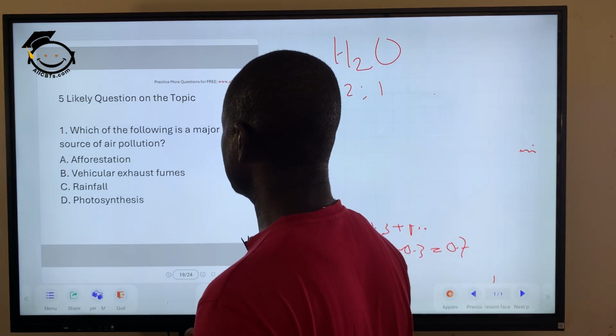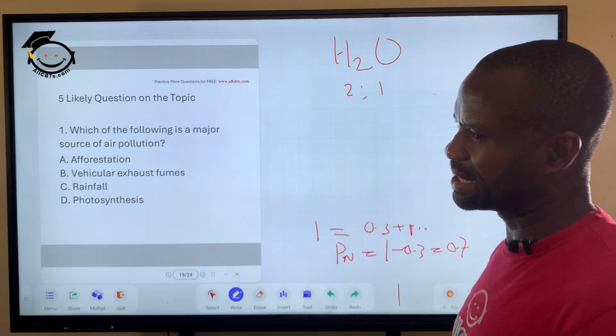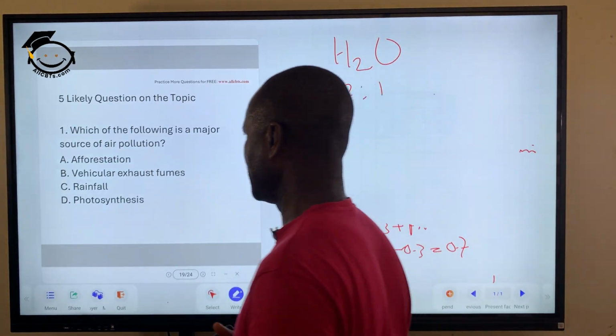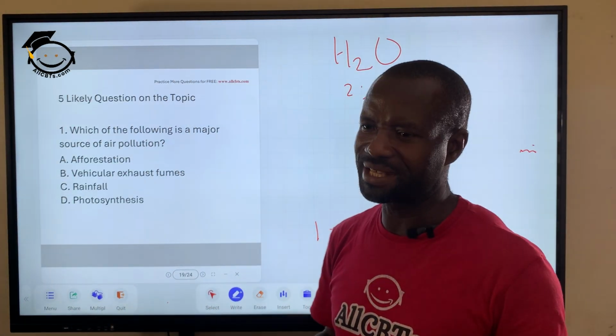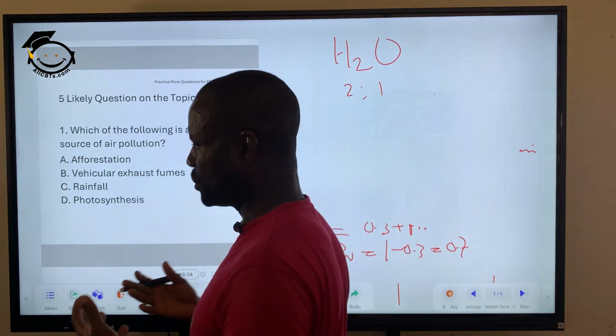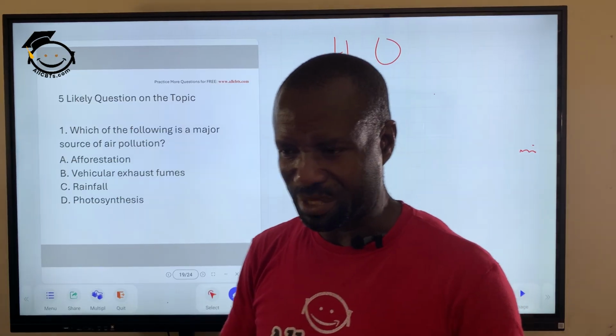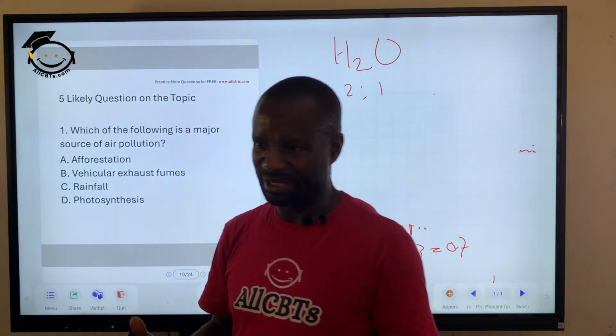Which of the following is a major source of air pollution? Where does air pollution emanate from? A, afforestation. Afforestation simply means a process whereby you build up forests, a process whereby you initiate the growth of plant and animal.